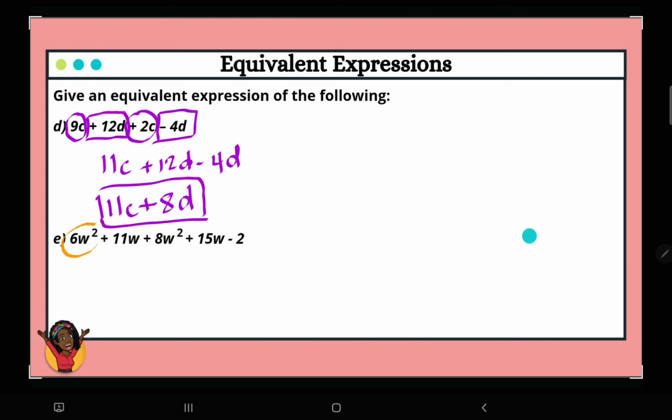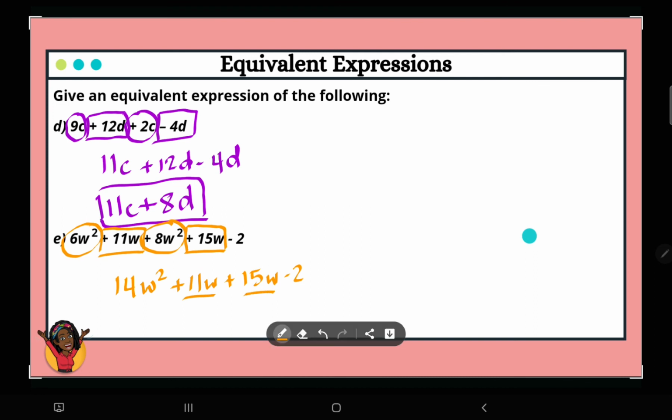Okay, let's go ahead and do the same thing here. So we're combining those like terms. Remember to include the sign with your answer. Okay, and the negative 2 is by itself. So 6w squared plus 8w squared is 14w squared, and I'm going to rewrite everything else. Okay, then I have my 11w and my 15w, so I'm going to combine those two for 26w. And then my 2 is left over, so I'll bring that down. So this here is your simplified answer.